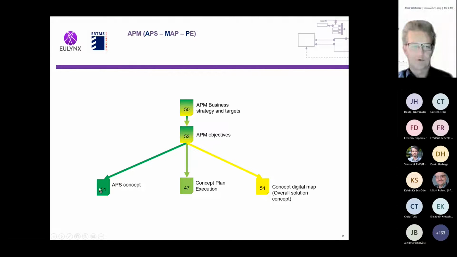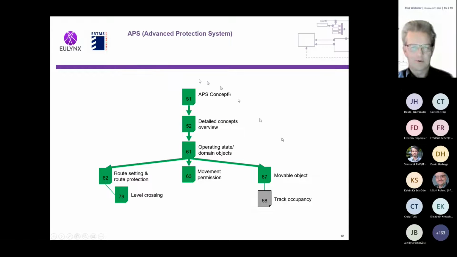And then you have dedicated documents for each of the areas or subsystems. You have concepts for APS, the plan execution, and the digital map. Now, looking into these areas, you find again this green color. We start with an APS concept, which is the same as on the last page.